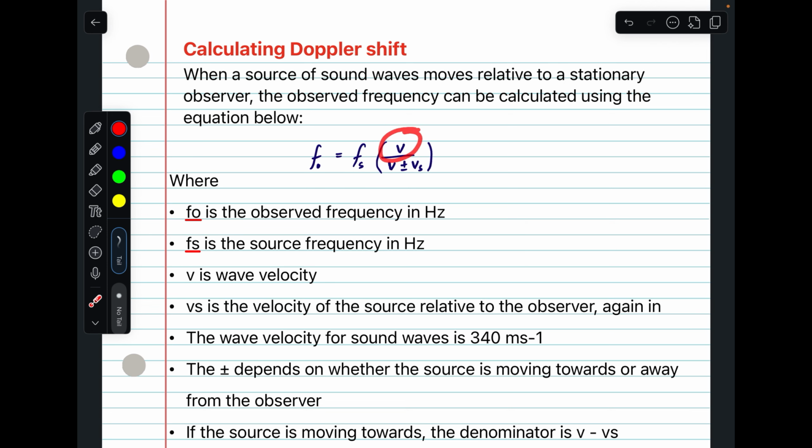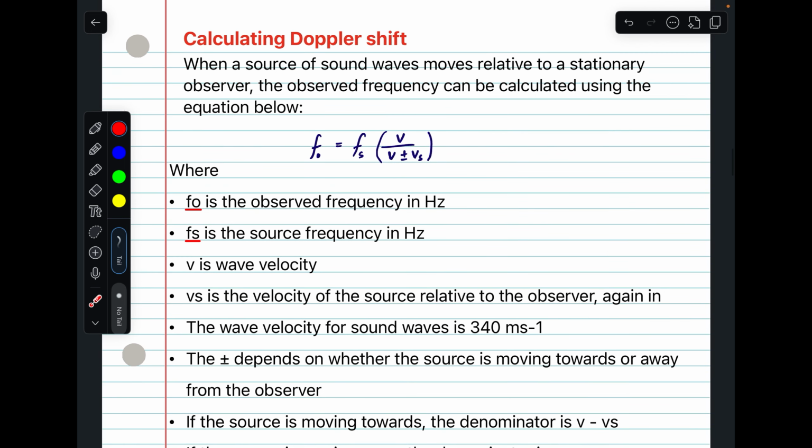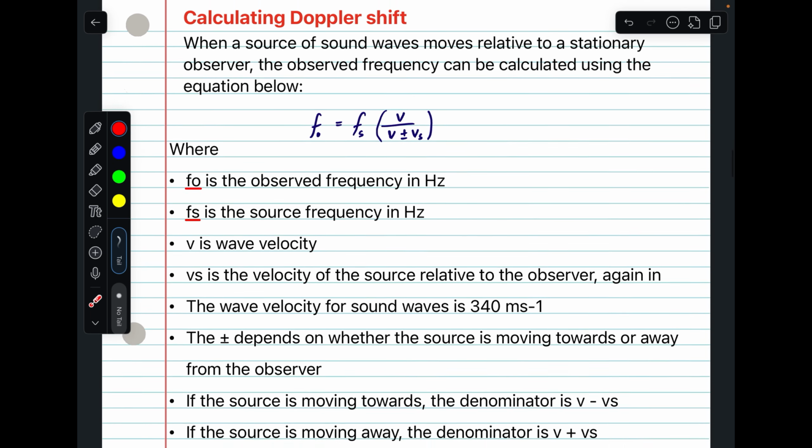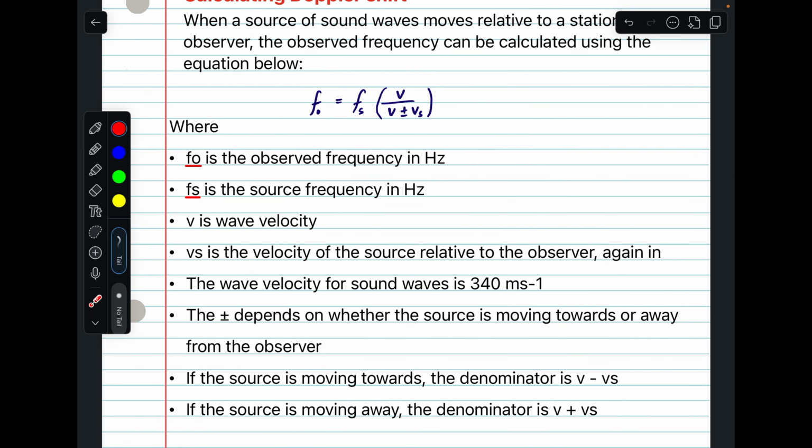v is the velocity of the sound. It can be of sound or light, whatever the wave is, and v_s is the velocity of the source of the sound, wave or light. Again, there is a plus or minus sign depending on whether the object is moving away from or towards the observer. If the source is moving towards, the denominator will be v minus v_s, and if the source is moving away, the denominator will be v plus v_s.